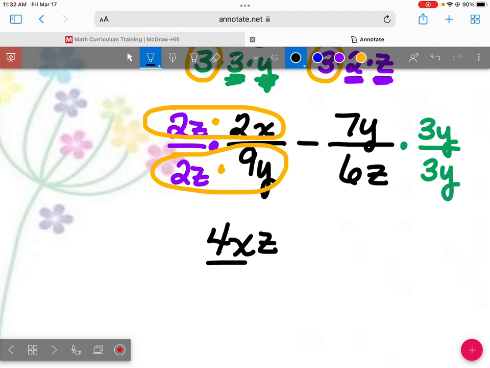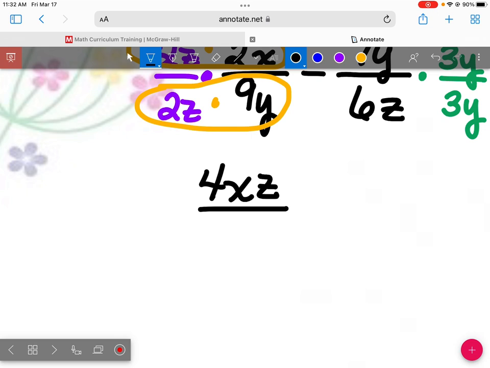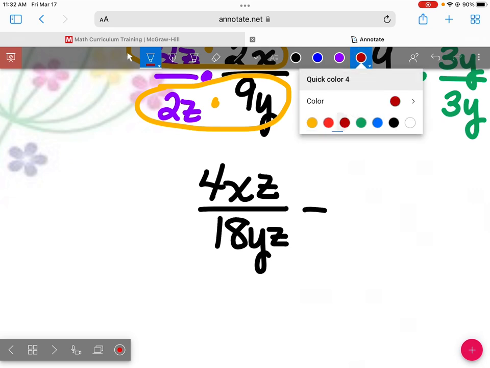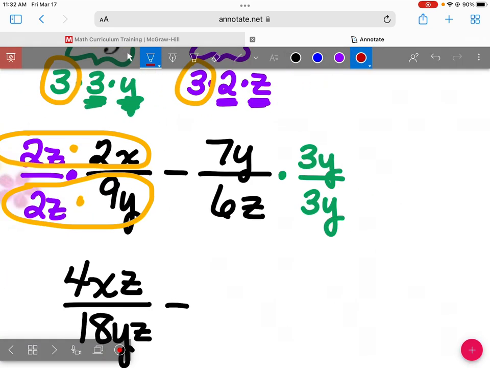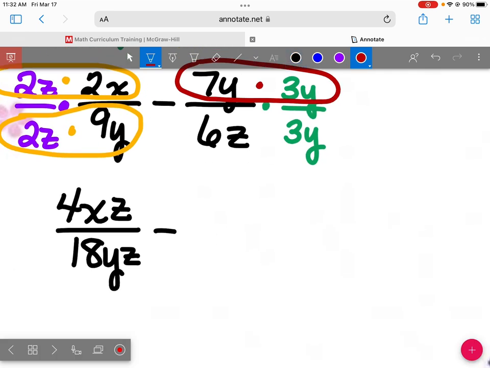So that's when I multiplied the tops together. What about when I multiply 2z and 9y? 18yz. Bring down my subtraction. And now I have to multiply this second one together. 7y times 3y. 21y squared.